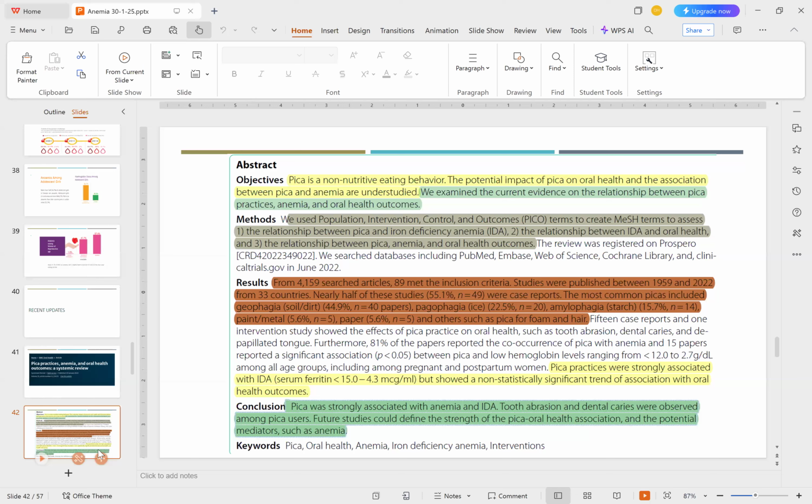Pica practice was slightly associated with IDA, but showed no statistically significant trend of association with oral health outcomes. Pica was strongly associated with anemia and IDA, and tooth resorption, abrasion, and dental caries were observed among pica users. Future studies could define the strength of pica's oral health association and the potential mediators such as anemia.